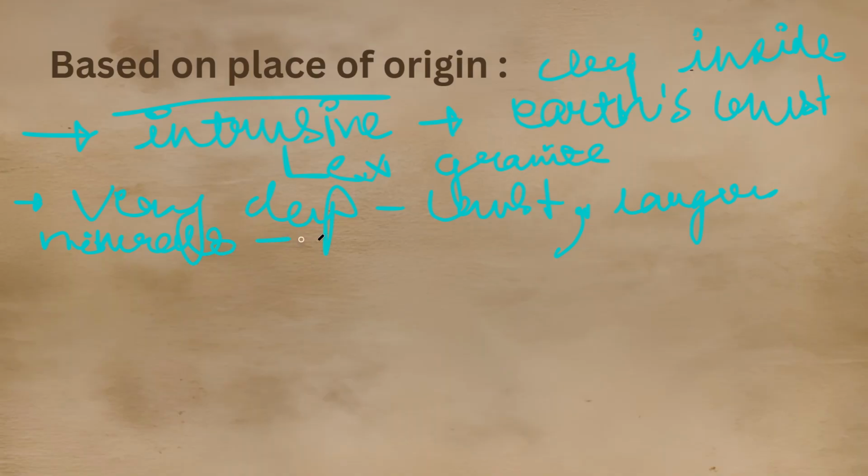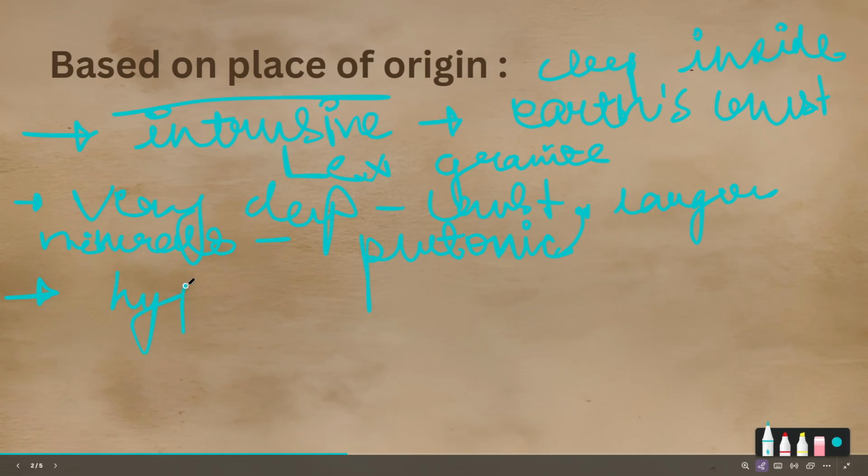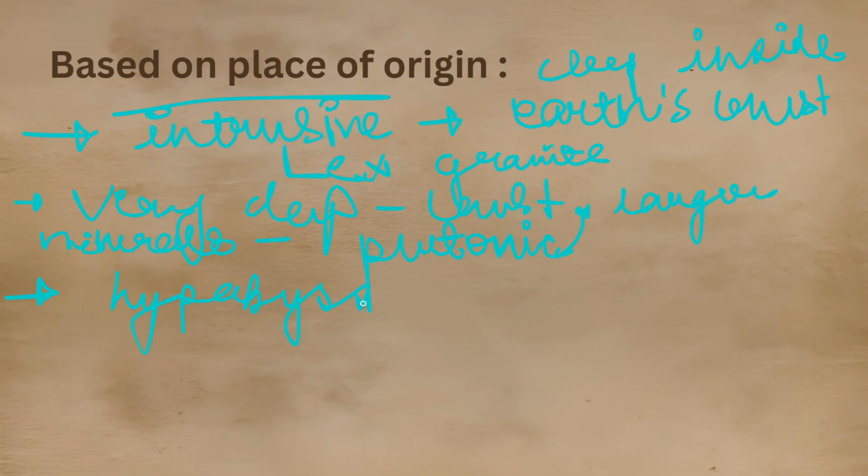This type of intrusive rock is called plutonic igneous rocks. When it originates below the Earth's surface, it is known as hypabyssal igneous rock having smaller mineral size. So when these types of rocks originate just below the Earth's surface, it is known as hypabyssal. Okay, and these have relatively smaller mineral size.